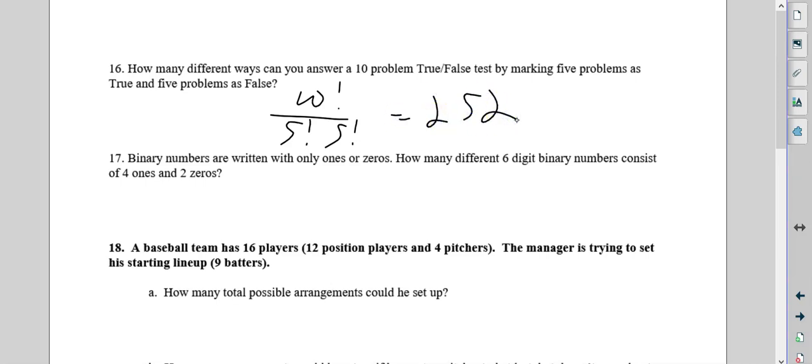Binary numbers are written with only ones or zeros. How many different 6-digit numbers consist of 4 ones and 2 zeros? So again, we're specifying. So we have, again, 6 numbers. We have 4 repeats here and 2 repeats here. That gives us 15 numbers.